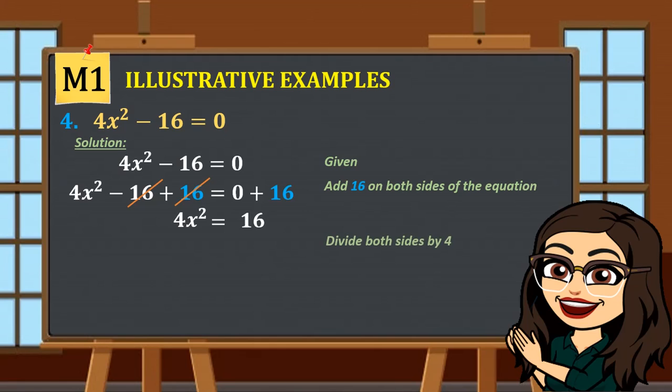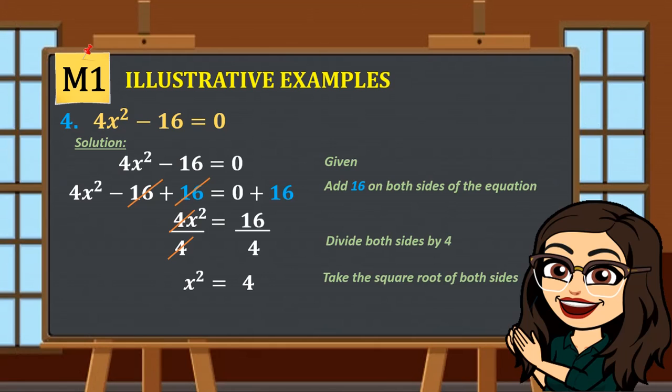Next step, divide both sides by 4. So 4x squared divided by 4, so cancel 4 on the numerator and denominator. Then 16 divided by 4 is 4. So we have now x squared equals 4. The value of k is 4, which is a positive number. So meaning, we will follow the first property. There must be two real solutions for the value of x.